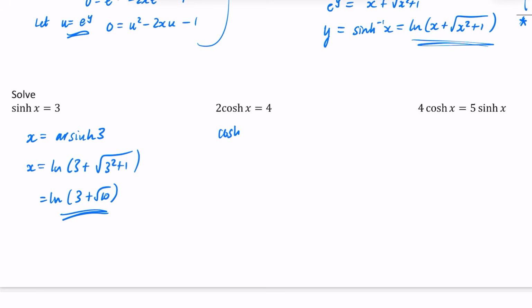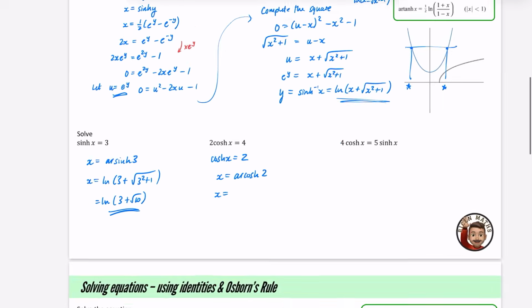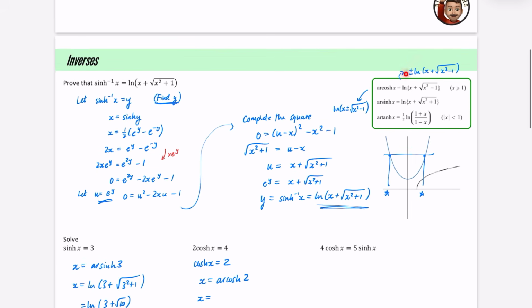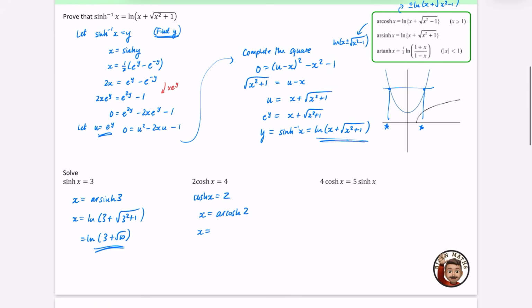This one, do a quick bit of manipulation first. 4 divided by 2 is just 2. And so x is going to be the arcosh of 2. Now, this is where you're going to do the plus minus with the formula. You can either use this version or this version. You can try the other one, whichever one I don't do, and you will see that they are exactly the same numbers.